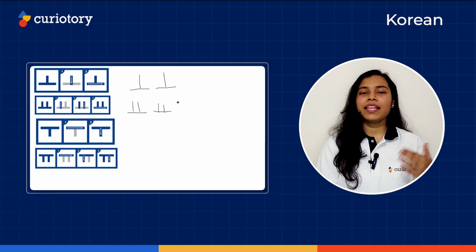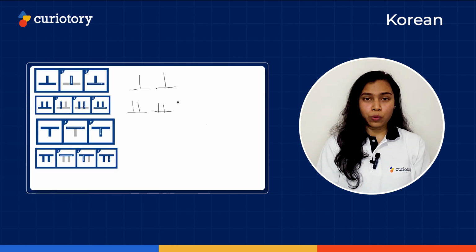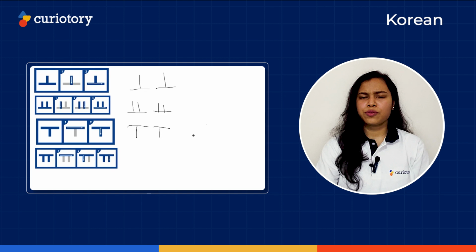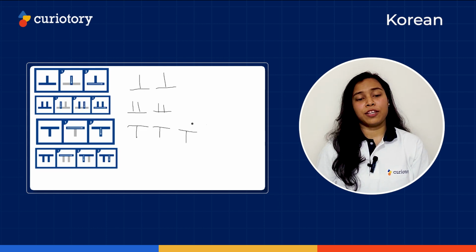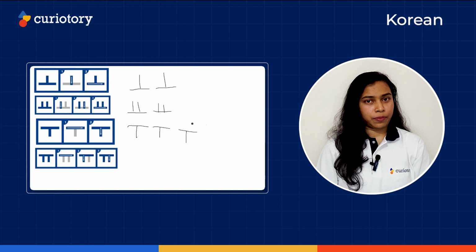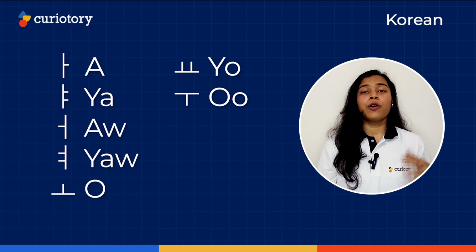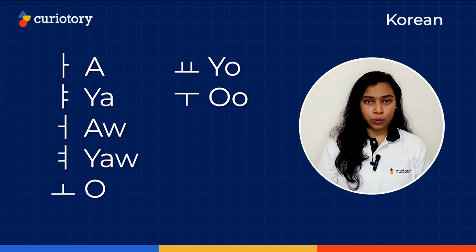Next we have a vowel that is oo. For oo, you need to write 2 strokes. That is 1 and 2. You just need to write a D basically. So just need to write 1 and 2. And that makes your oo. Let's revise till here. A, ya, o, yo, o, yo, oo.